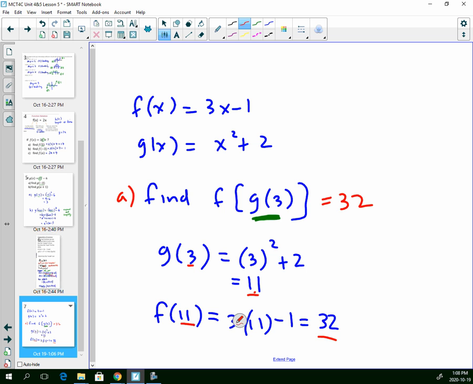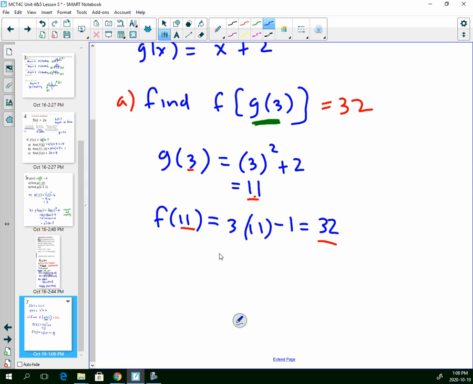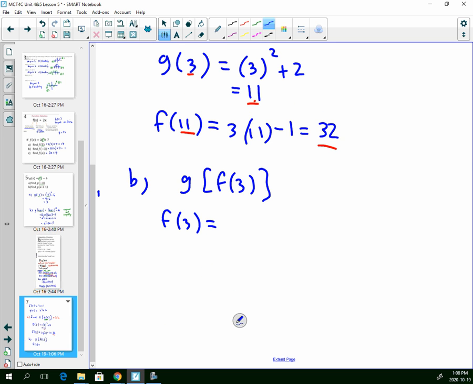What if we went the other way? What if we wanted to do g of f of 3? Okay, so instead of starting with g of x, we're starting with f of x. So we would do f of 3 first. So f is 3x minus 1. So 3x is 3 minus 1. So that gives me 8.